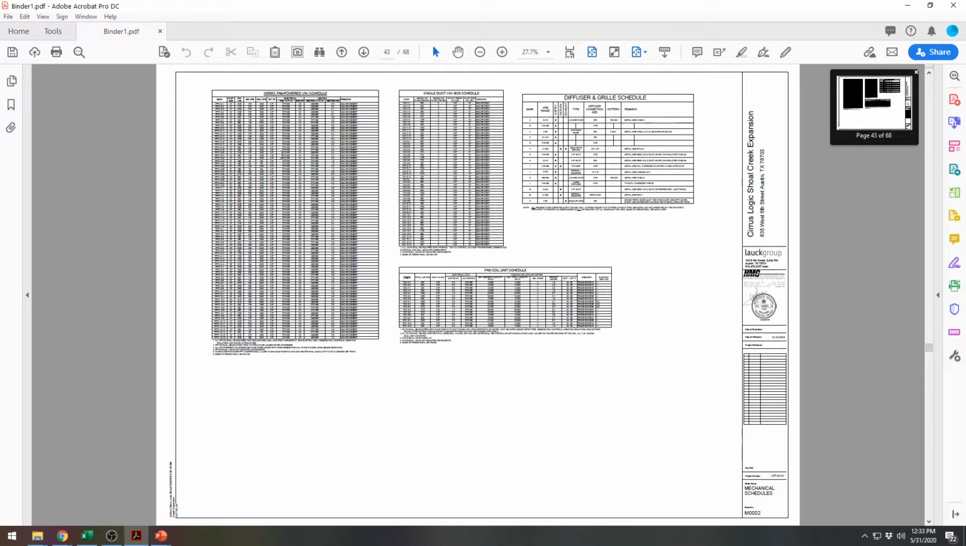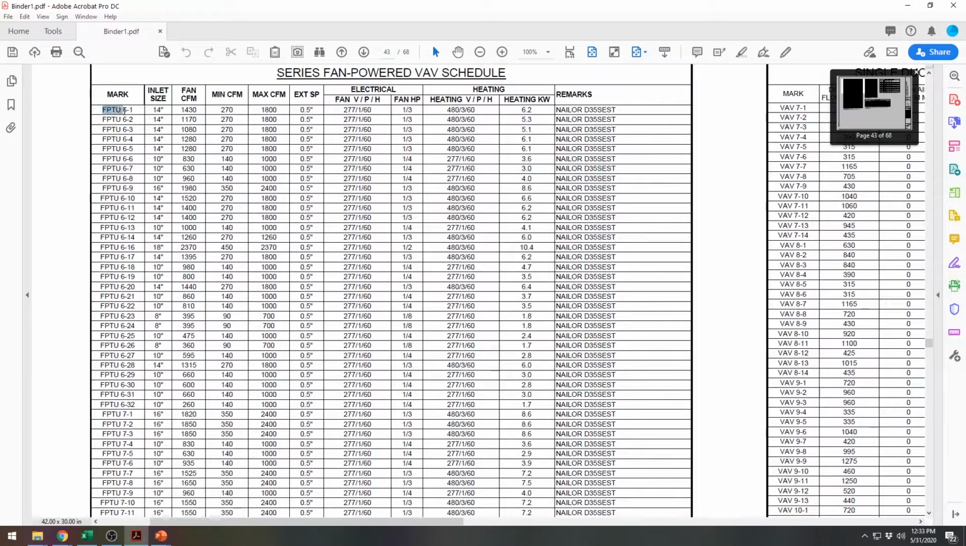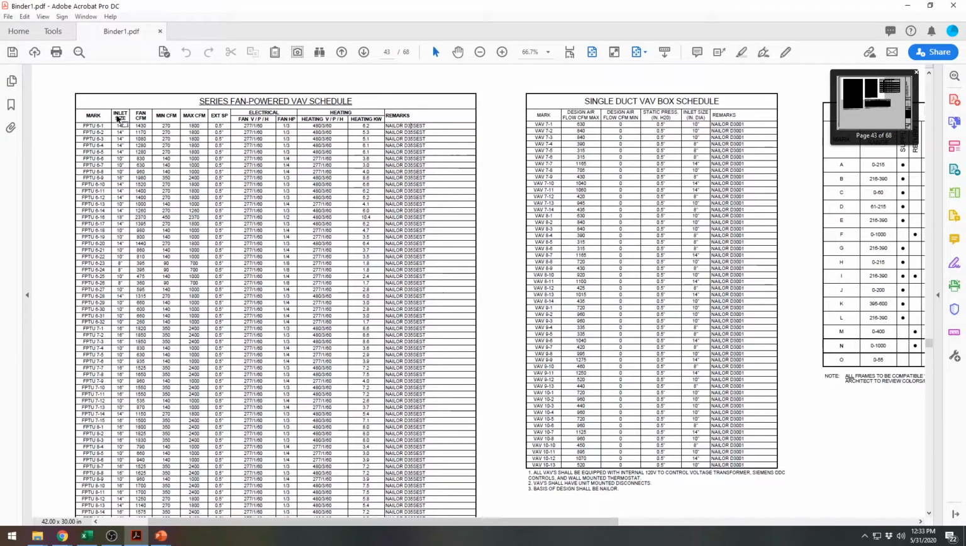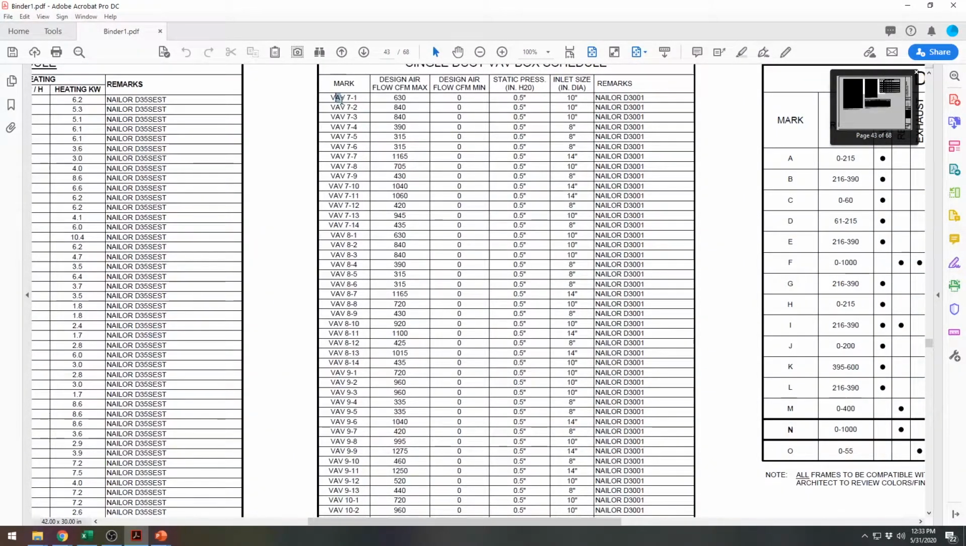And then schedule sheets for mechanical. So you have each unit name, basic unit information, your electrical information, the heating information, and then an actual part number here. And there's just different types. So these are FPTUs, so fan power terminal units. You have VAVs, which are variable air volume devices.